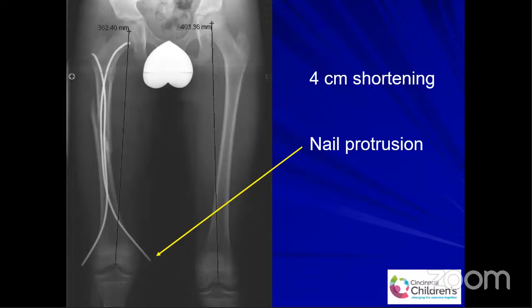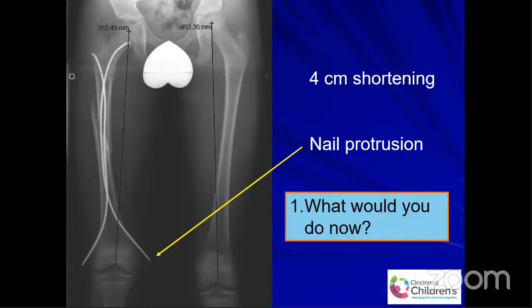Now, this is not acceptable. Up to 2 is fine, but 4 centimeter shortening is too much. So what are the options? You can take the patient back to the OR. You can put smaller nails across. You still have to bring the length back.